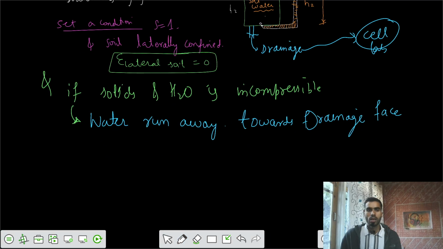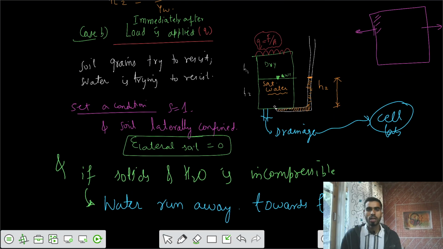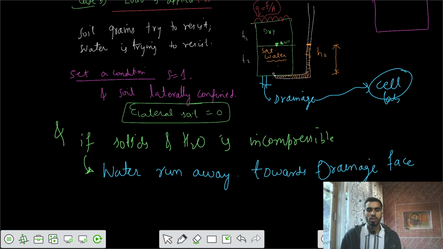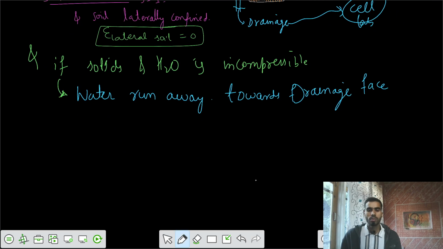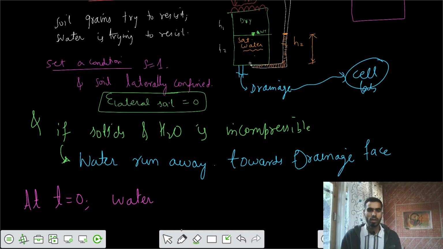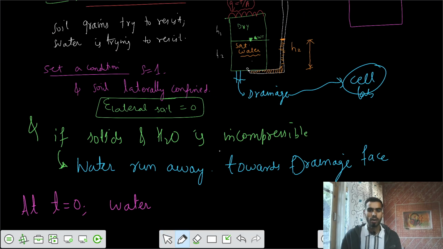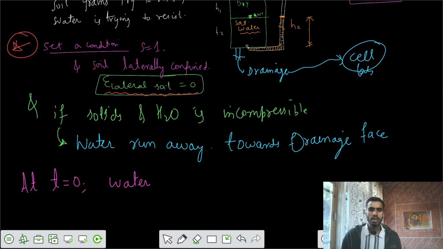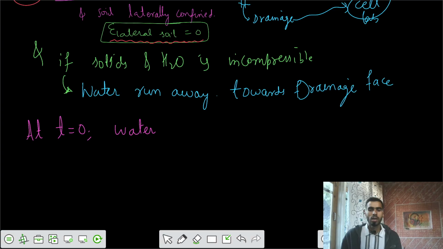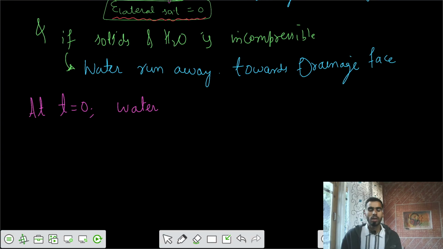Immediately after the load is applied, that is resisted by the water at time t equals zero. Your water is now resisting when I set this condition that the lateral strain is zero. This is very important. I have set this condition that I don't want lateral strain for your soil; I want it to be zero. At that time, there is only one possibility for the soil mass: there would be loss of water.